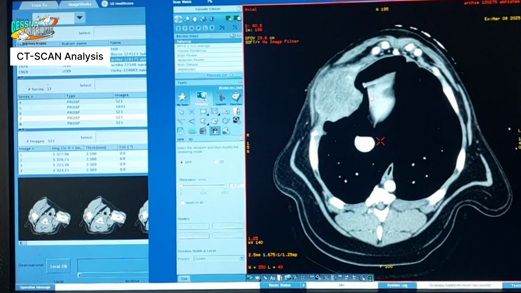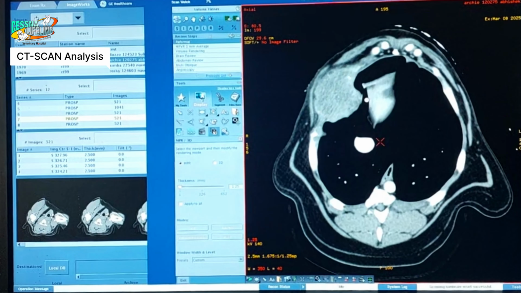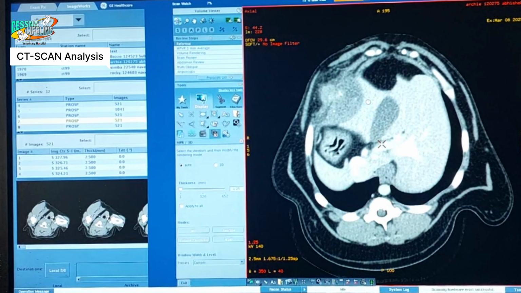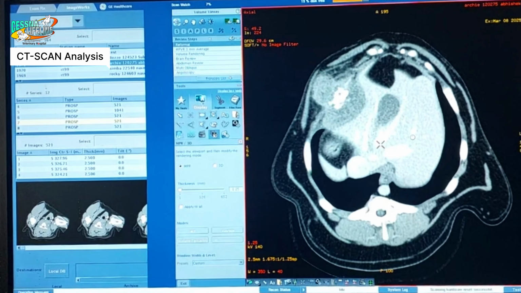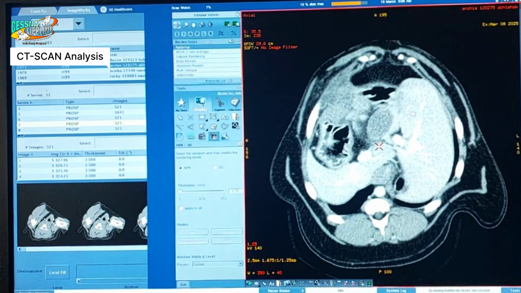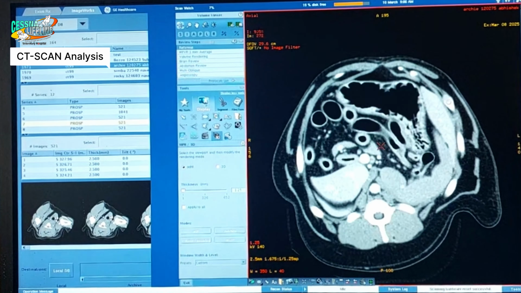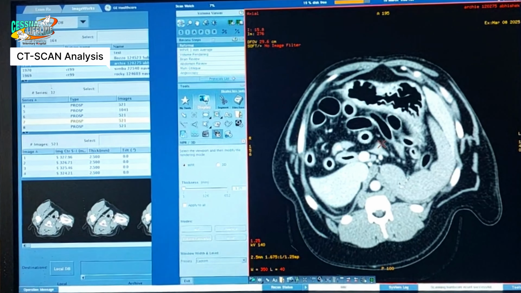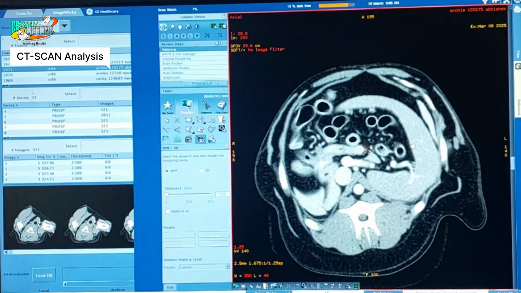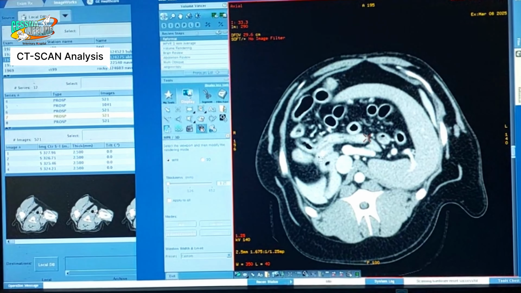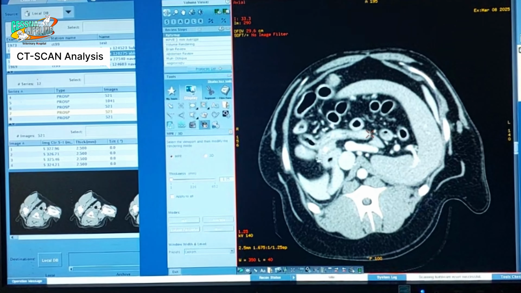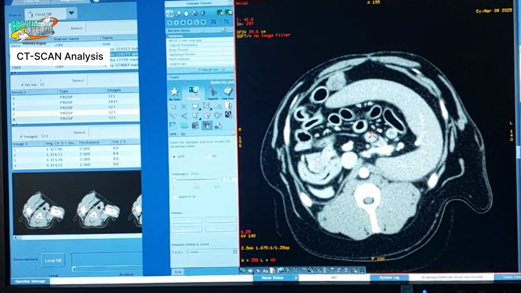If we go backside towards the abdomen cavity, this is the contrast image of the liver. This is the gallbladder, this is the stomach, and this area is the spleen. Here is the spleen. This is the whole area. This is the duodenum, and this is the pancreas. If you see the pancreas, this is the pancreas.